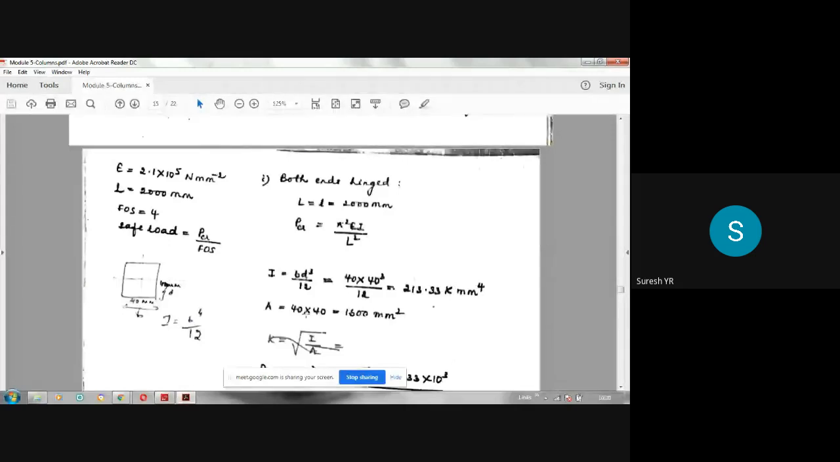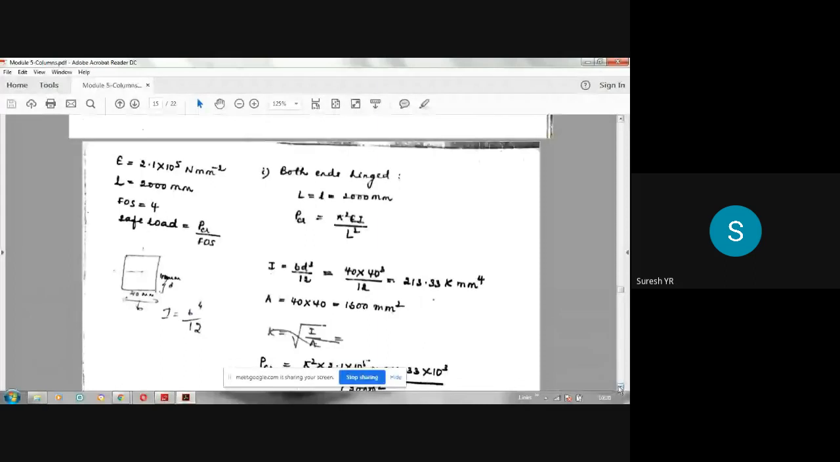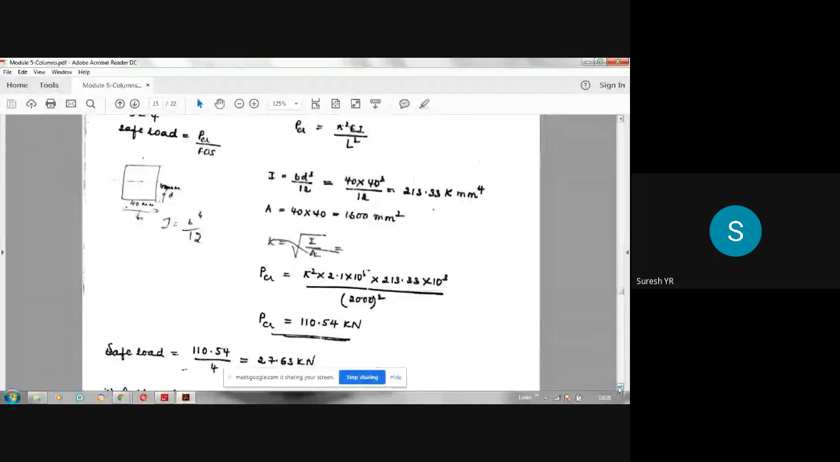Area of the column is 40 into 40, 1600. So K value is root of I by A. Please note that K value is root of I by A. Of course here K value is not required. K value is required only in the case of Rankine's formula.